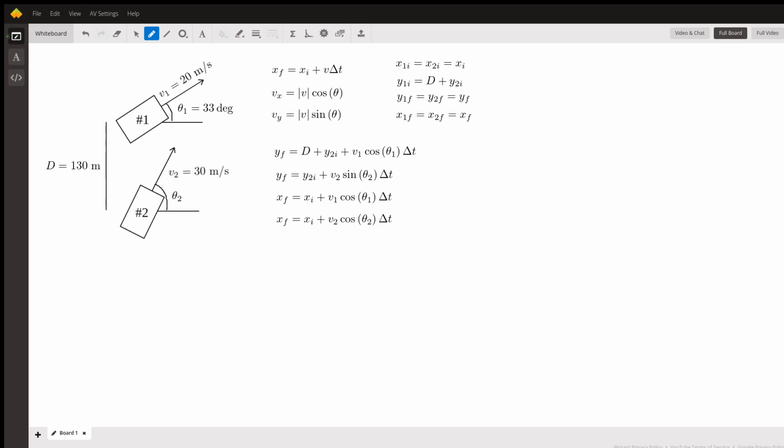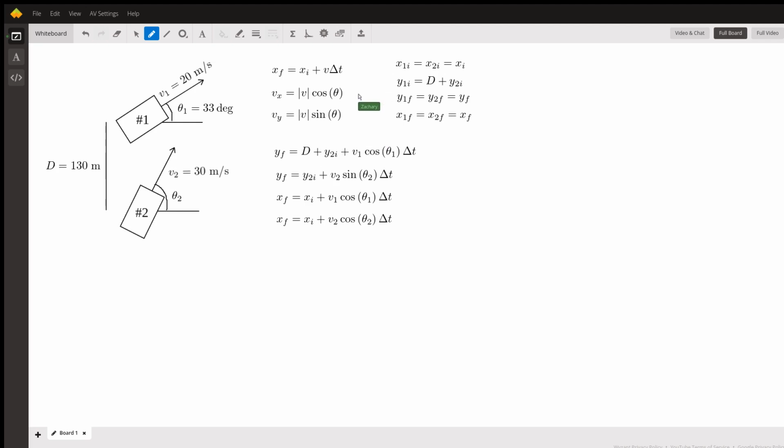Both cars are moving at the same speed for the whole duration. Not the same speed between the two of them, but their speed doesn't change over time. So we can use: final position is equal to initial position plus v delta t. Because they're at an angle, it's good to break it up into x and y components. Our x component is going to be v cos theta, and our y component is going to be v sine theta.